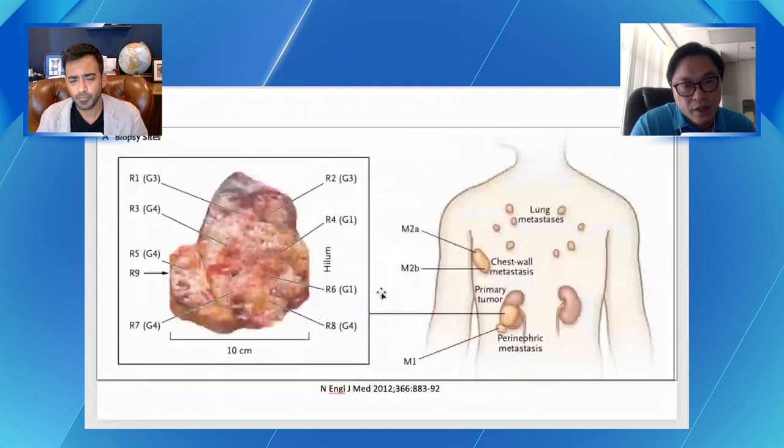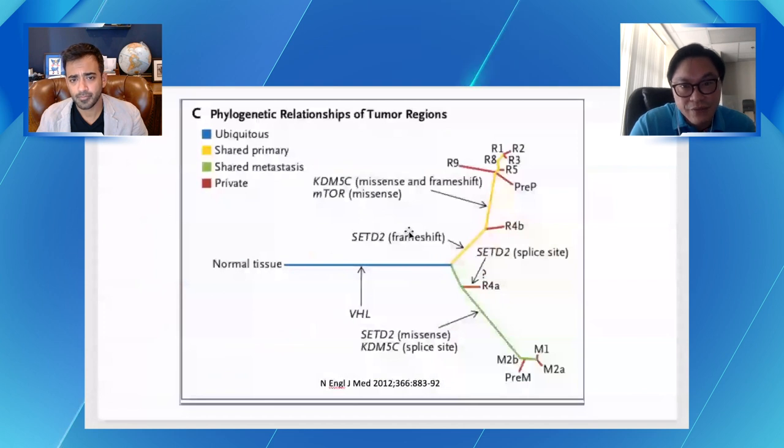They took a bunch of biopsies from this site. They took biopsies from lung metastases, chest wall metastases, and you can create the exact same thing. You see how it evolves. You have a normal tissue, and then you have this mutation, this mutation, this mutation, this mutation, this mutation. These are shared metastases. All the metastatic cancers have this, but some branch off here, some branch off here, branch off here, branch off here.